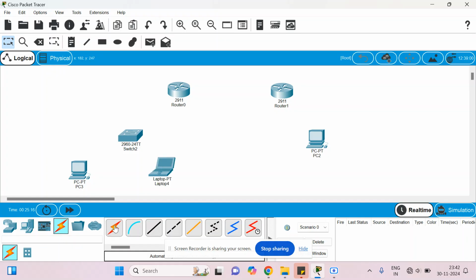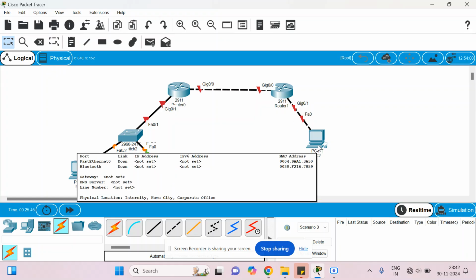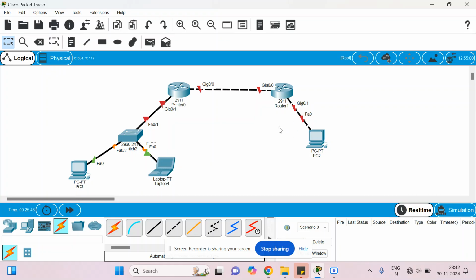I am taking an automatic cable. Otherwise, between routers, which cable is there? Cross cable, right? So I am connecting both the routers with each other. This is a cross cable. Now router with the switch by using a straight cable, and then switch with the PC straight cable, switch with the laptop straight cable, and router with the PC again a cross cable, because router and PC or laptop are of the same nature, same behavior. So there is a cross cable between them.